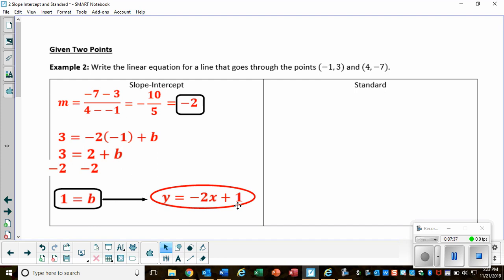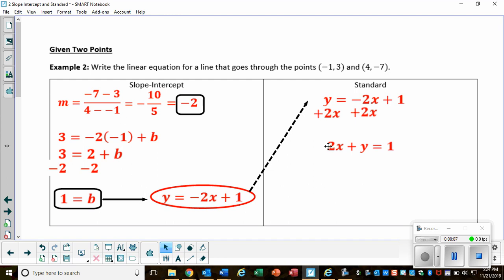Now, to change it to standard form, I'm going to use that same equation, slope-intercept form, and I'm just going to get the x on the same side. So I'm going to undo this. I'm going to add 2x to both sides. So that will give me 2x plus y equals 1. And now I'm just going to make sure I check all the rules. The front number, the a with the x, is not negative. There's no fractions. This number is not 0, which is great.